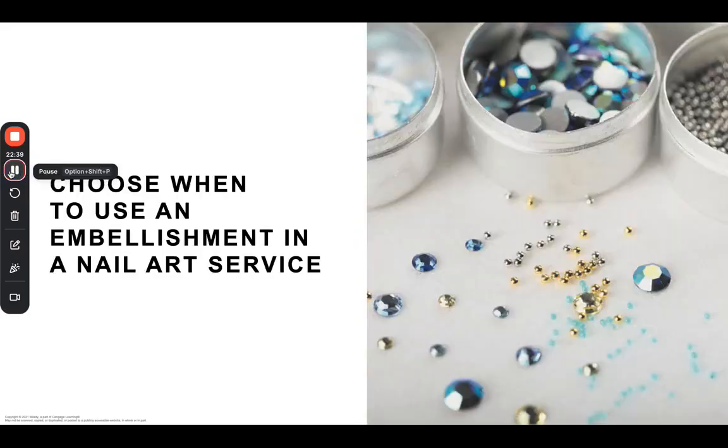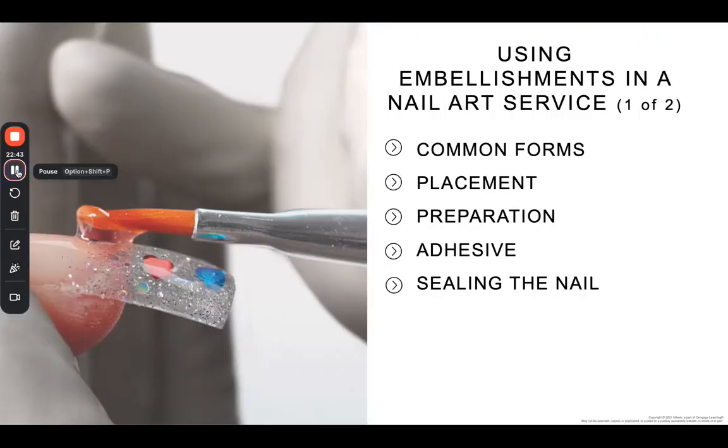Objective 8, choose when to use an embellishment in a nail art service. Embellishments are the easiest and fastest nail art medium and consist of any element that can be applied to the nails, okay? Common forms of embellishments are crystals, rhinestones, striping tape, foils, feathers, crushed shells, gems, confetti, stickers, decals, appliques, beads, all of the things, okay?